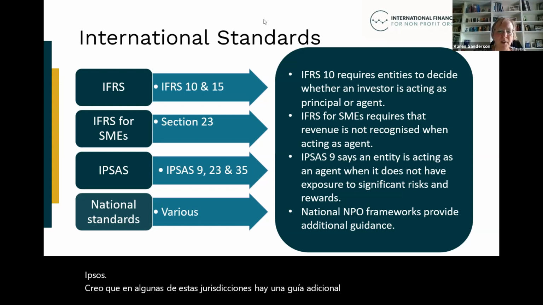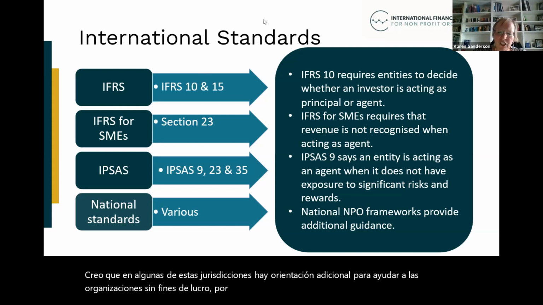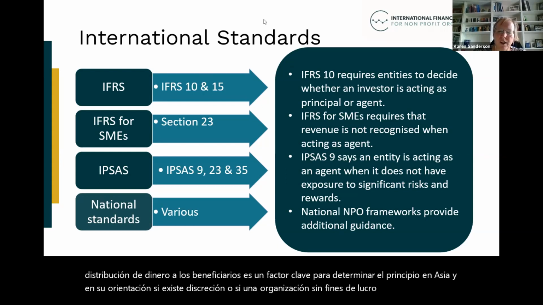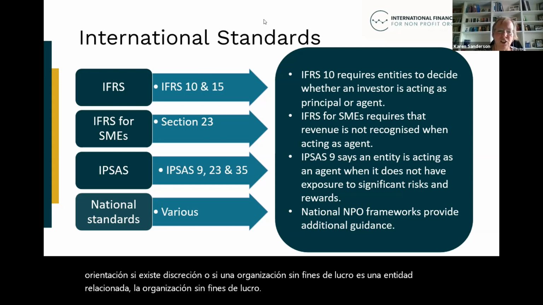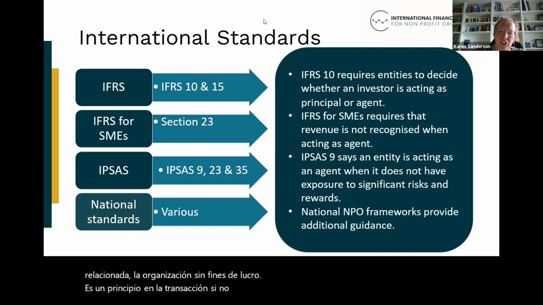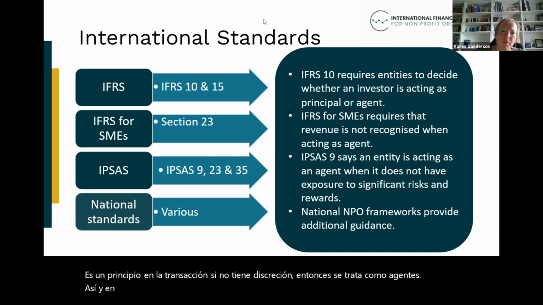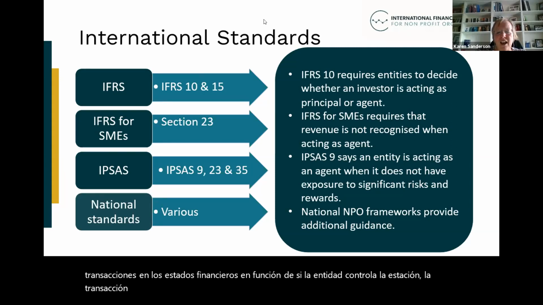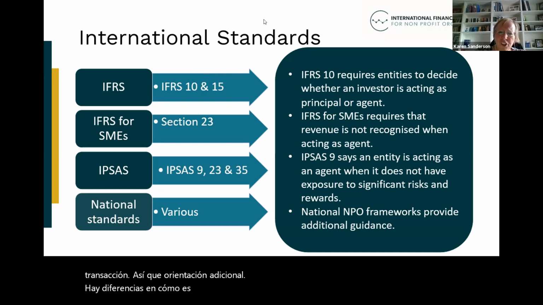non-profit organisations. For example, in one jurisdiction, discretion in the distribution of monies to beneficiaries is a key factor in determining principal or agent, and in their guidance, if discretion exists or if a non-profit organisation is a related entity, the non-profit organisation is a principal in the transaction. If it has no discretion, then it's treated as agent. And in other national standards, there can be requirements to recognise transactions in the financial statements based on whether the entity controls the transaction, so additional guidance. But there are differences to how control is assessed. So there is a variety of ways in which national standard setters have dealt with this.